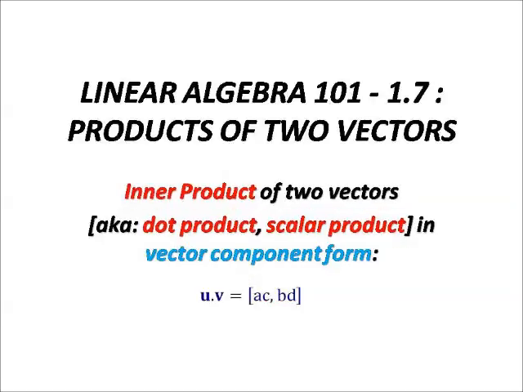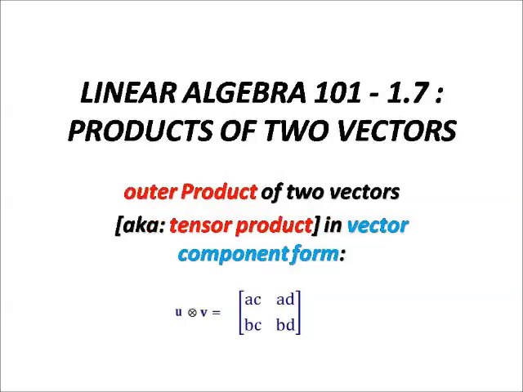Inner product of two vectors in vector component form: u inner product v equals AC plus BD. The first component times the first component, and the second component times the second component of the vectors. And the outer product of two vectors, aka tensor product, in matrix form is AC, AD as the first row of the matrix, BC, BD as the second row of the matrix.